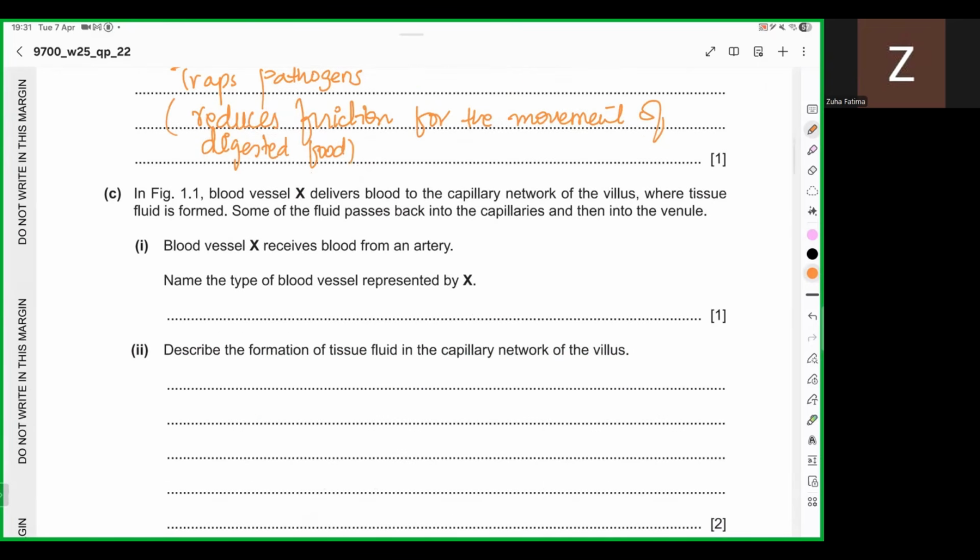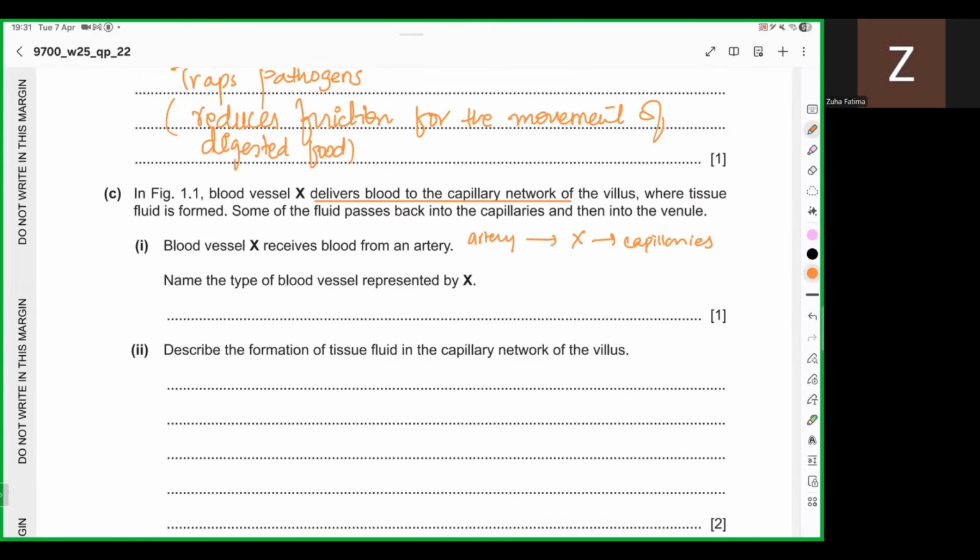In figure 1.1, blood vessel X delivers blood to the capillary network. If it is delivering the blood to the capillary network, then it definitely has to be oxygenated blood. Where tissue fluid is formed, some of the fluid passes back into the capillaries and then into the venule. Blood vessel X receives blood from an artery. So blood vessel X is receiving blood from the artery and it is delivering the blood to the capillary.